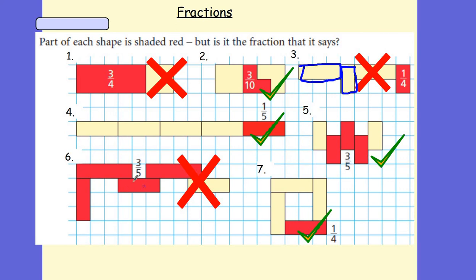Number 6 is not 3/5 because first off, my parts are not equal, and second off, I haven't highlighted 3 of them, so that's completely wrong. Number 7, that is 1/4. Please check your answers and see how you did.